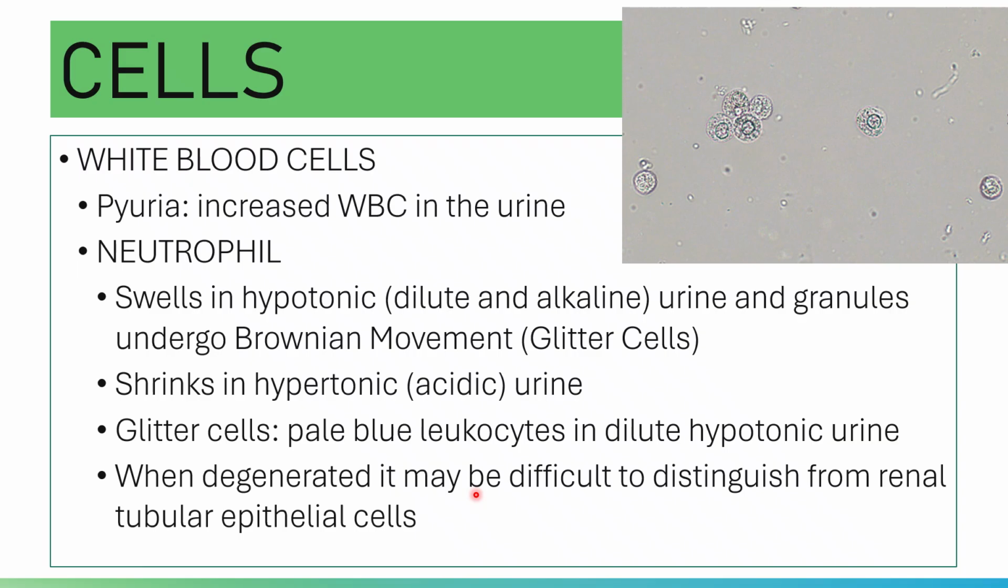Peroxidase cytochemical reactions are also useful in distinguishing neutrophils from tubular epithelial cells. Please note that when crystal violet safranin is used to stain a neutrophil, the nuclei appear reddish purple and the cytoplasmic granules are stained violet.